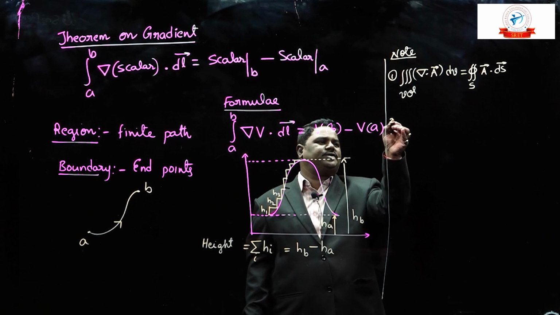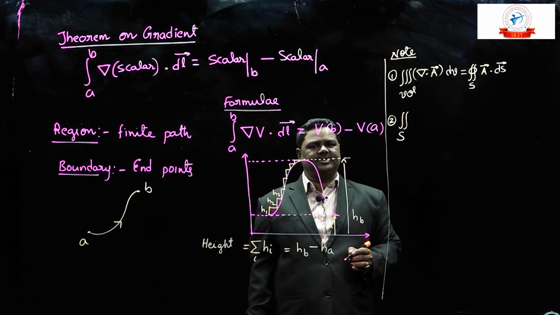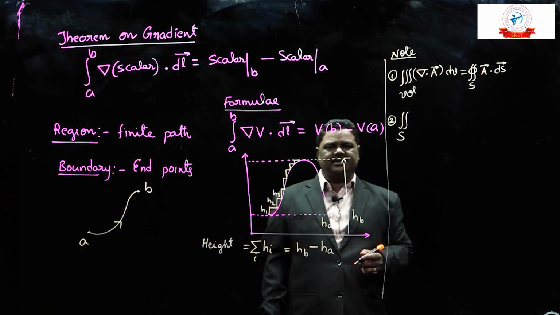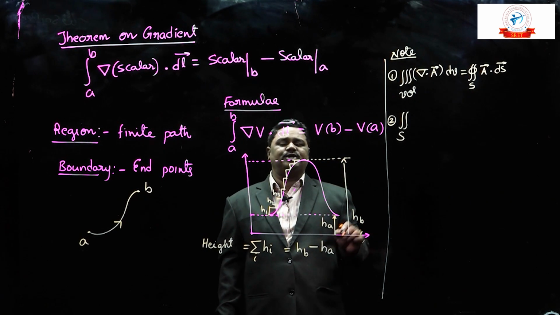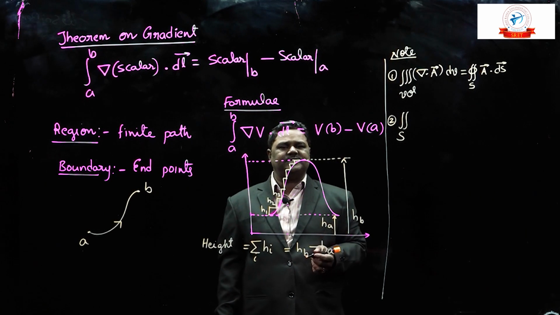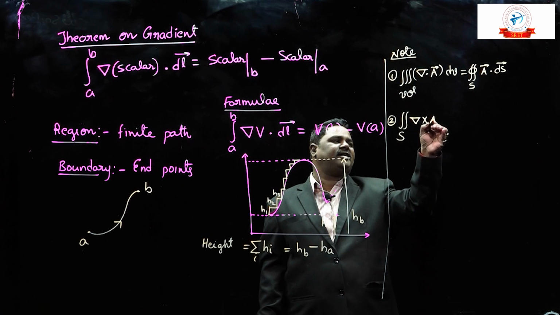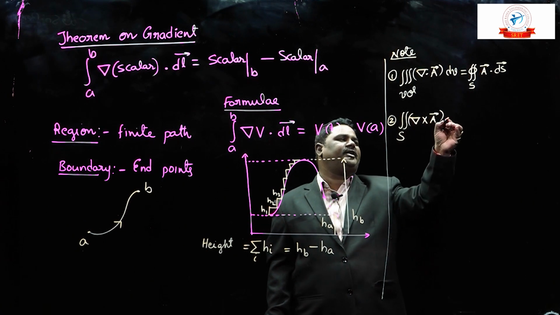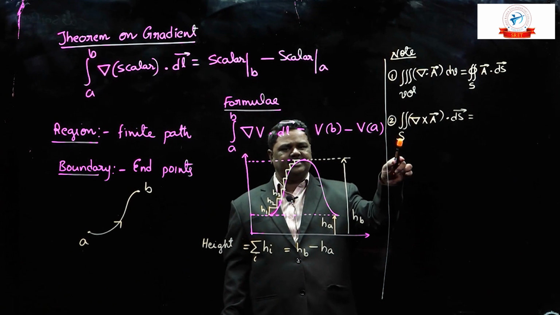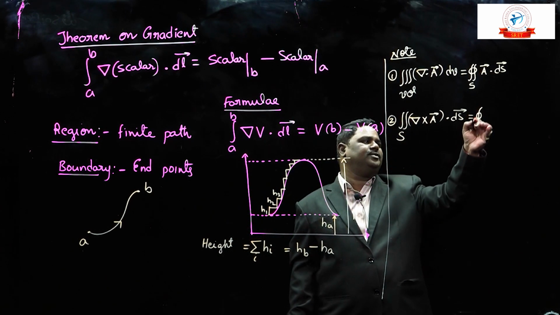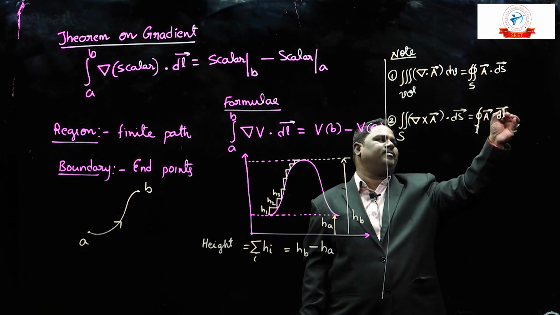In the Stokes theorem, what is the region we consider? Surface. So Stokes theorem is also called a theorem on curl, or fundamental theorem on curl. So what is the differentiation we use here? Curl operation. Curl operation on any vector field A bar, dot dS bar. So what is the boundary for any finite surface? Closed path. So closed path integral of A bar dot dl bar.